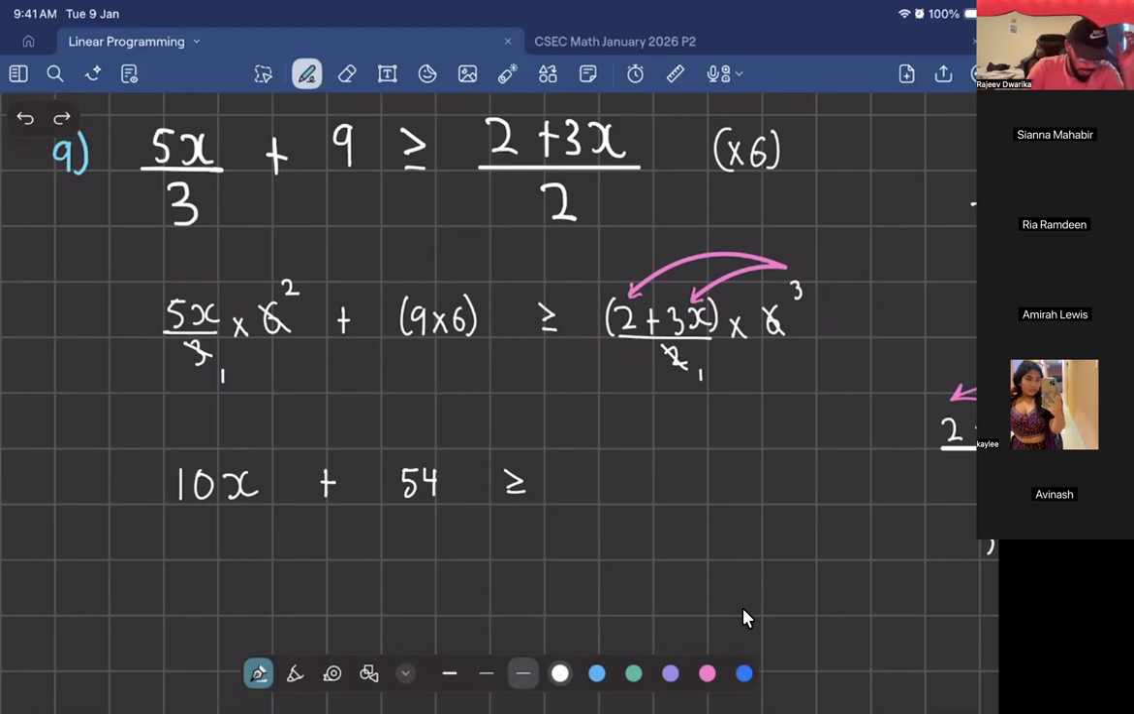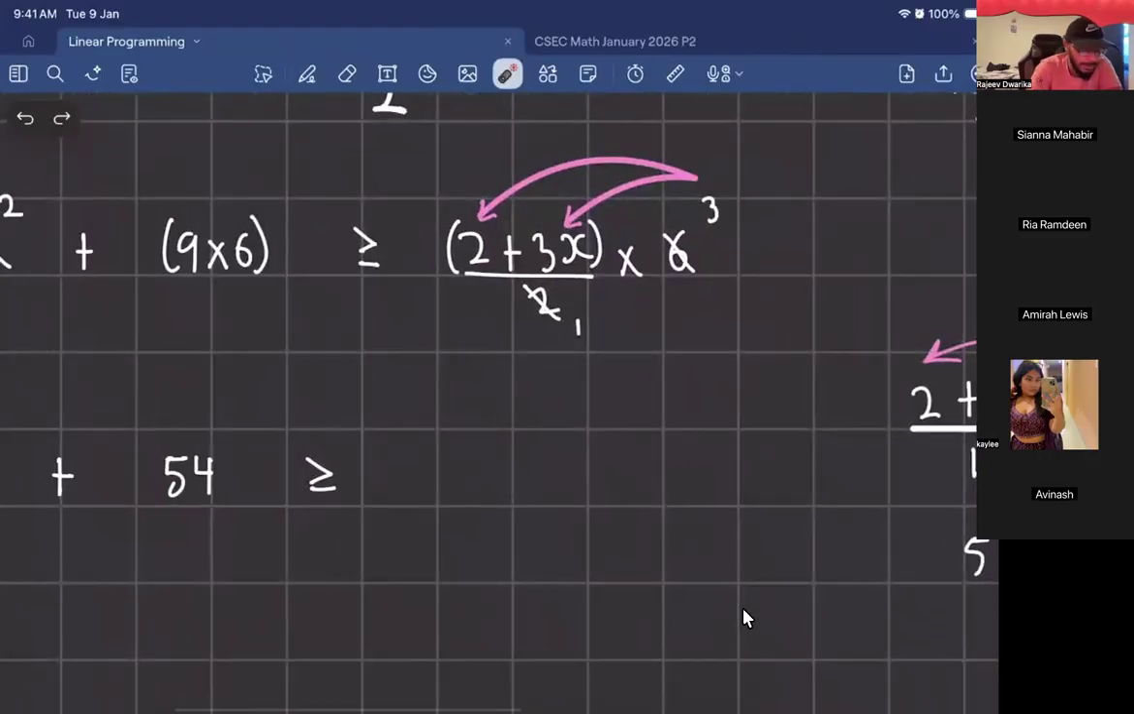I got 15. What did you get? 15. Oh, did you add the 2 and the 3? Yeah. Okay, that's not legal. That's not legal. Let me explain. This is 2. Is 2 a variable or is 2 a number?